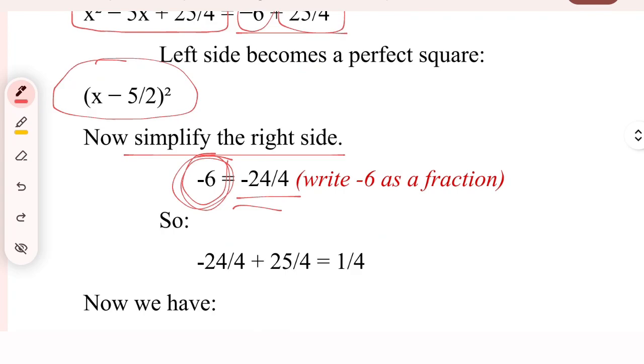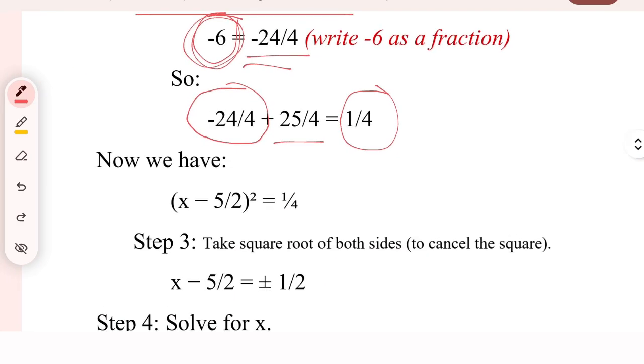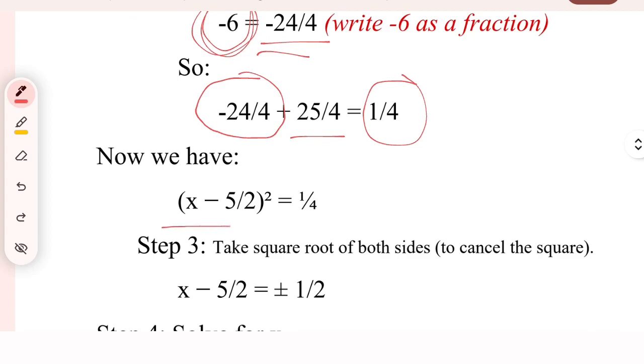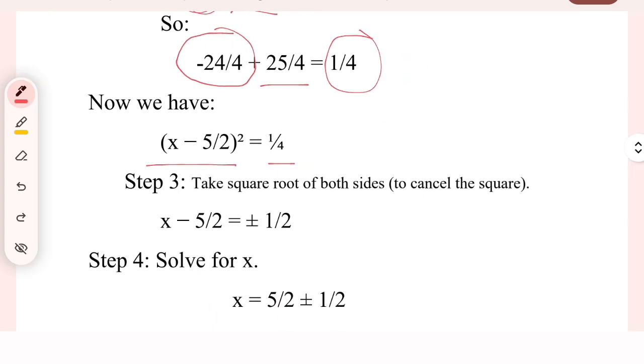And then we simplify the right side. We have negative 24 over 4, that is previously 6. And then we subtract 25 over 4. The answer is 1/4. And finally, we have this one. So this is the left side, and the right side is 1/4. All right? So how do we solve for the value of x?